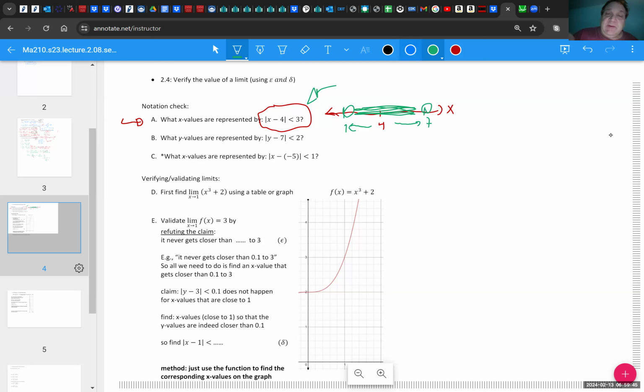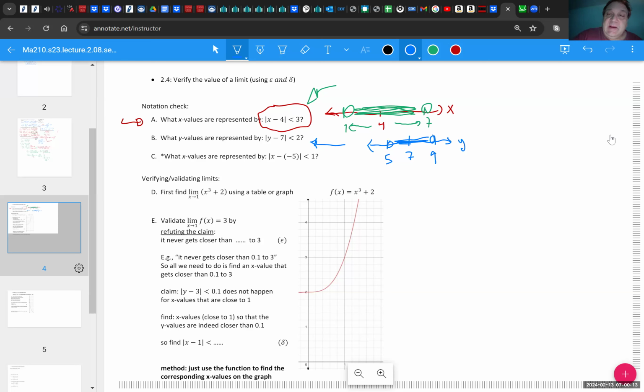And likewise, for the second example, if you want to think about that for a second, we have the y-axis. I can make the y-axis horizontal if I want. I'm going to do it. And we're saying the distance between y and 7 is at most 2. So that means 7 is right here. And it can go up to 9. And it can go down to 5. So the distance between any number y and 7 is always smaller than 2.